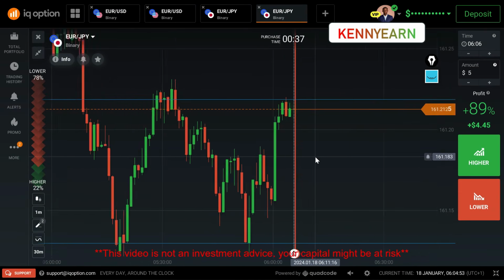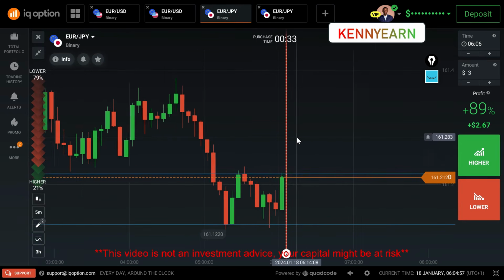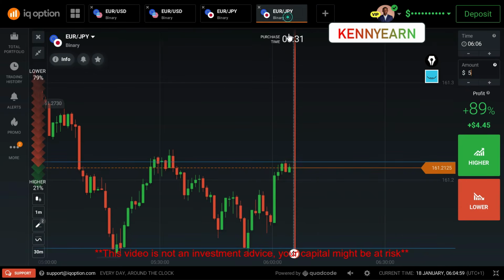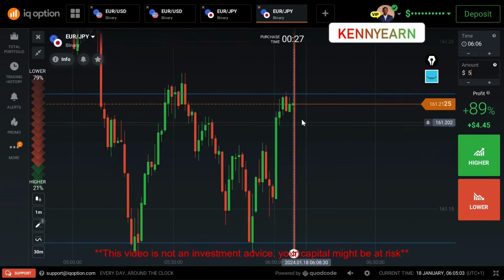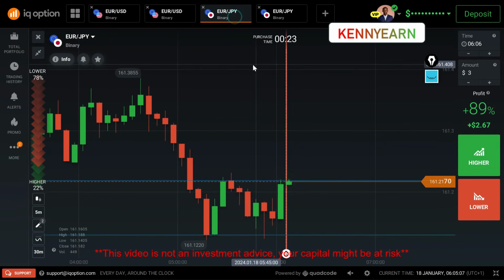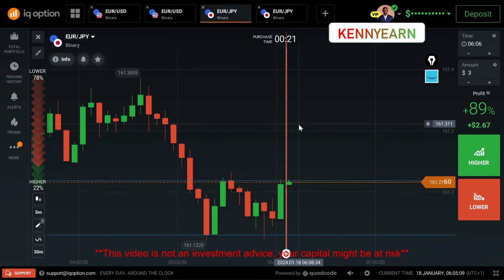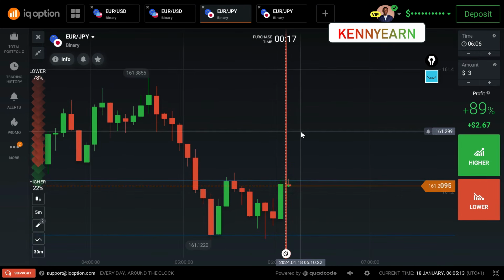All right, so I've been observing the market. I had to select another pair, which is Euro JPY. I've just marked out some good levels, so I want to start trading, but I've not seen a good signal. So one thing about trading, you have to be patient. You have to be patient while trading. If you don't have a good signal, don't trade.